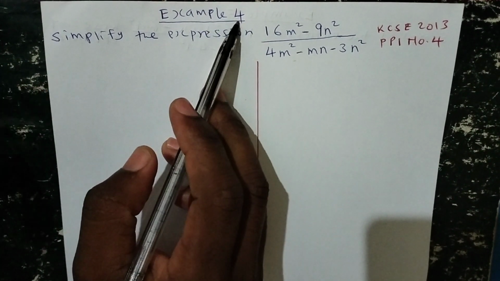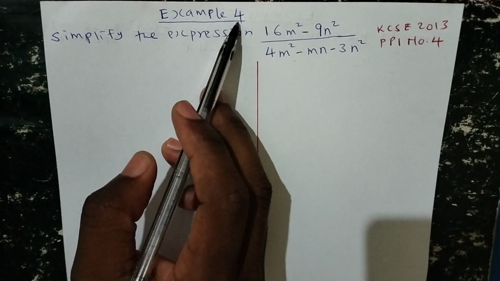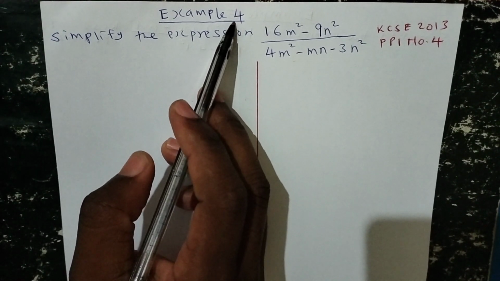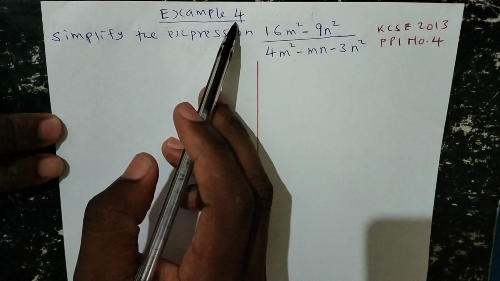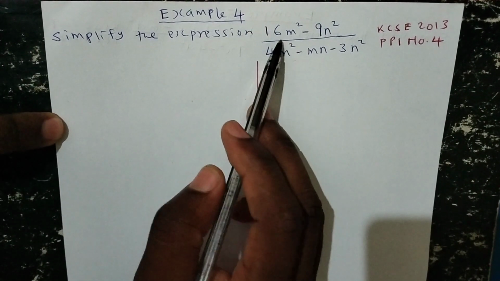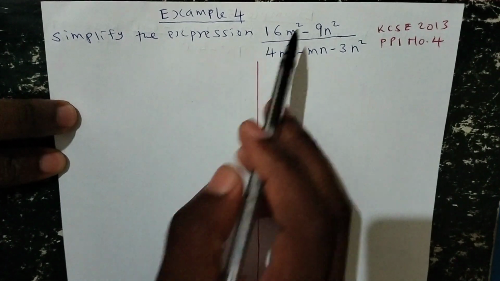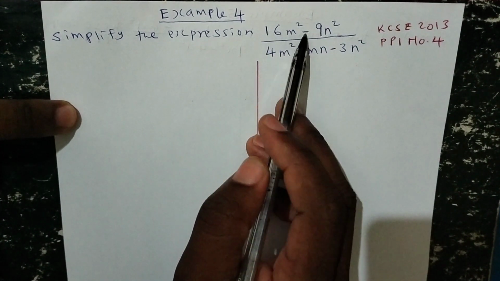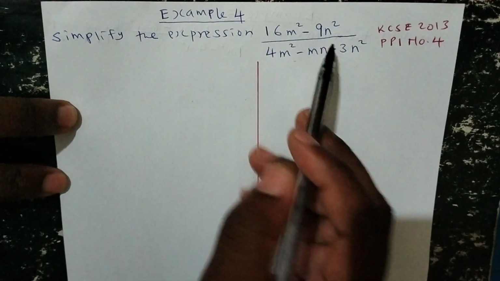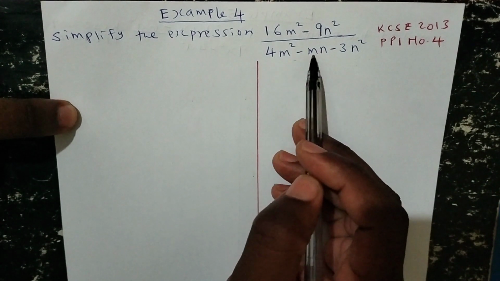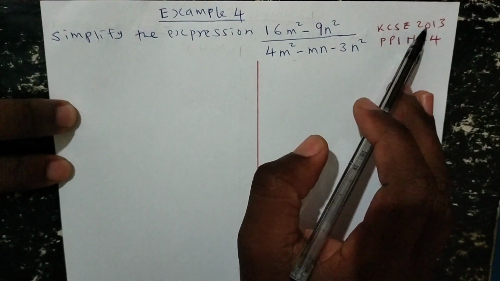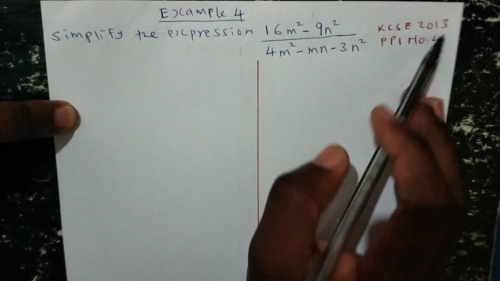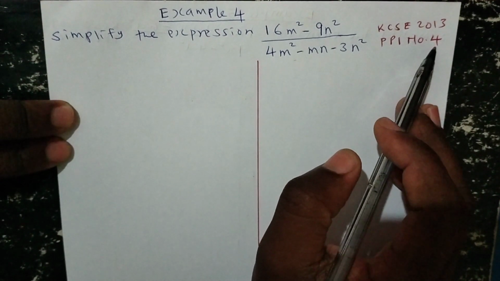So our fourth example, remember we covered examples 1, 2, and 3 in our first lesson. In our second lesson, we are going to cover example 4 and example 5. Our first question reads: simplify the expression (16m squared minus 9n squared) divided by (4m squared minus mn minus 3n squared). This is a past paper question from the year 2013, paper 1, question number 4.